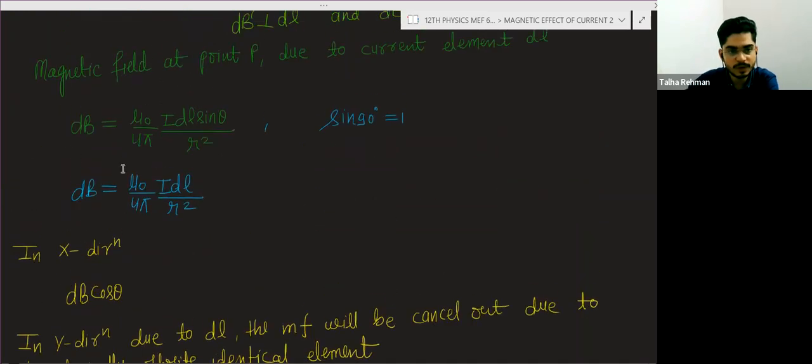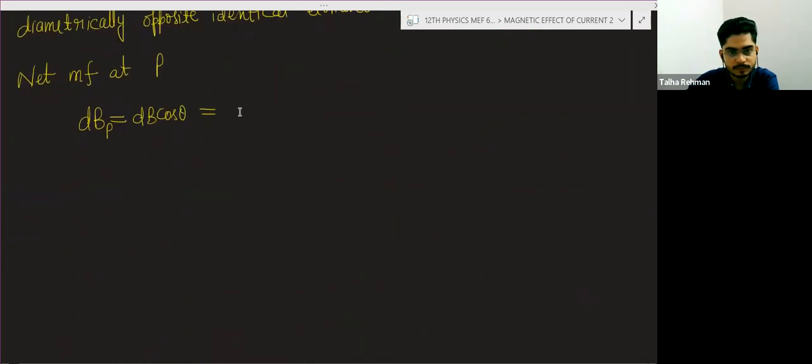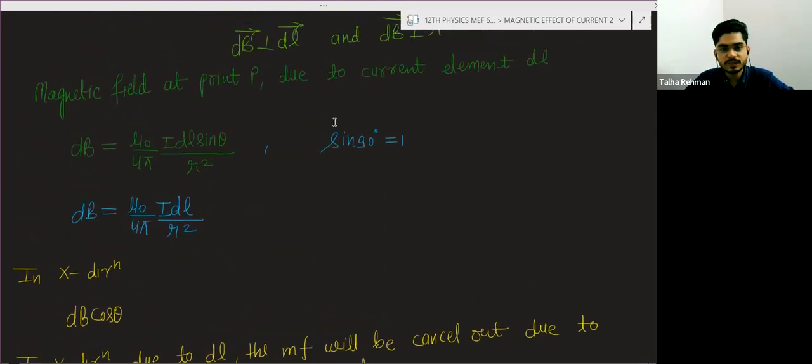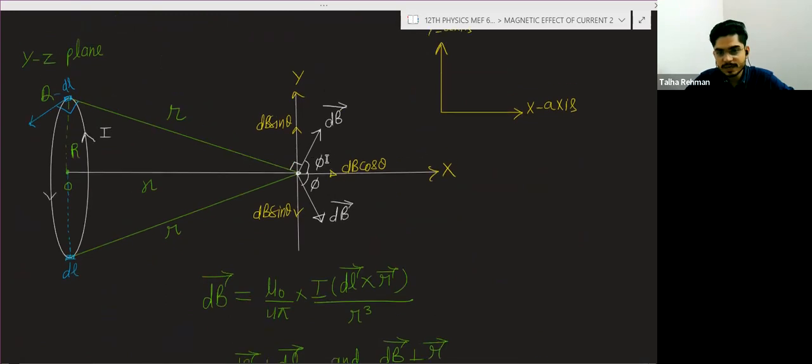Now put the value of dB here. This is the value of dB. So this is dB and cos theta. Now, can we find cos theta? This angle is phi, and this whole angle will be 180 degrees. So when you find it, you will get this angle as 90 minus phi.